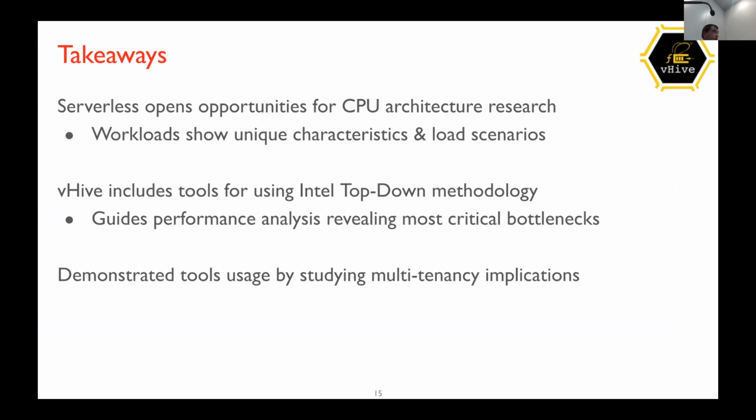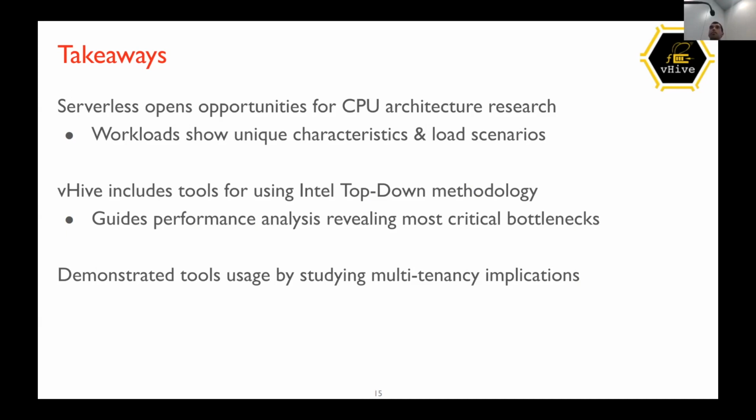vHive supports Intel PMU tools for evaluation of performance bottlenecks. We have manuals, we have guides, we have visualization script that you can use in order to help you debug your server. And we have demonstrated the tools here in front of you. So for any questions, for any problems that you need, you can send me an email. You can find my email easily. And that would be all from my side.